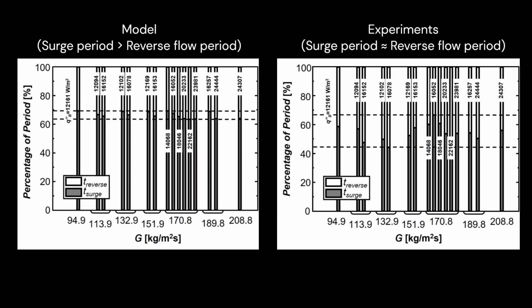Due to the limitations of this model, the predicted surge period was longer than the reverse flow period, which was inconsistent with the experimental results. In the experiment, the periods of surge and reverse flow were similar. The issue with the model arises when a single bubble near the inlet expands significantly into the inlet plenum. This expansion prolongs the surge period because the vapor needs to be reintroduced through the inlet to complete a cycle.